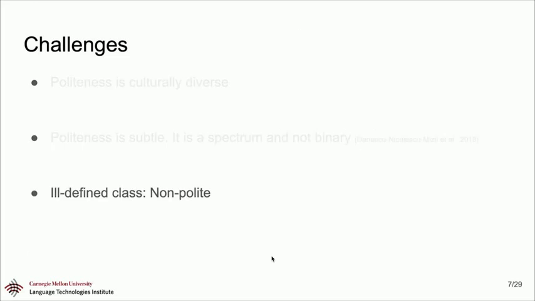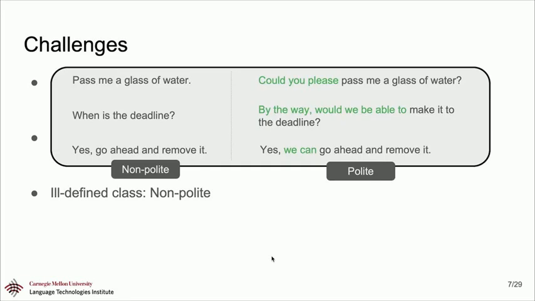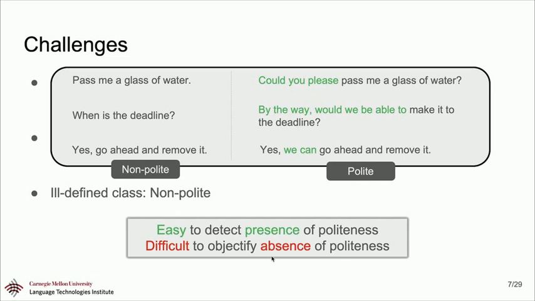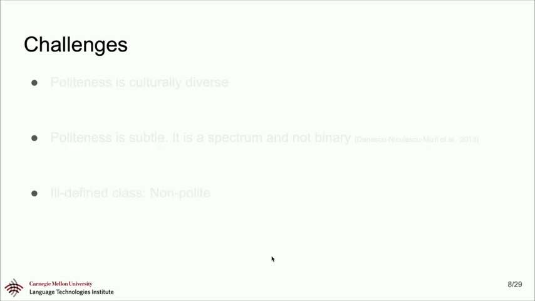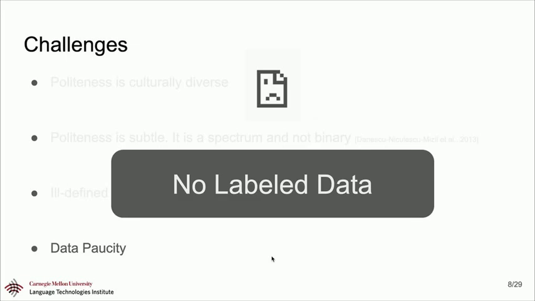Another challenge is that the non-polite class is ill-defined and not so apparent. Let's look at some examples here. We observe that adding some phrases helps to convert non-polite sentences to polite sentences, and how such phrases help in easy identification of polite sentences. But a key point is that their absence does not as clearly indicate that a sentence is non-polite. It is difficult to objectify the absence of politeness. Finally, speaking from the perspective of a machine learning researcher, the biggest issue is the lack of any labeled data.